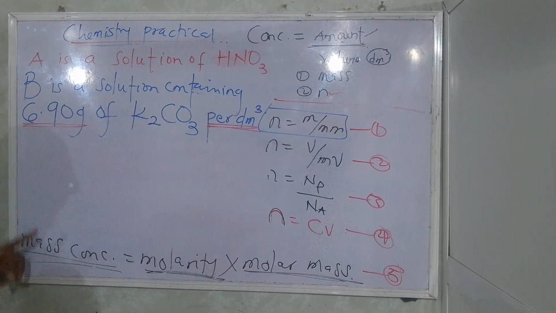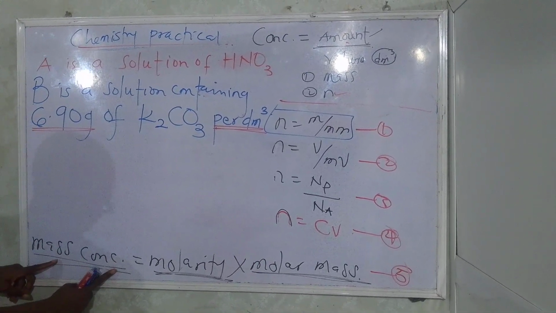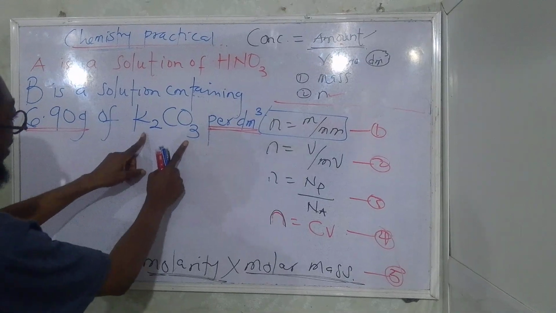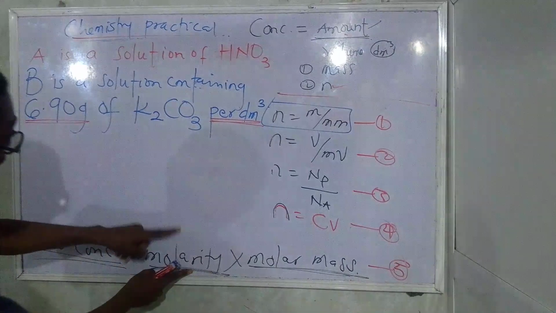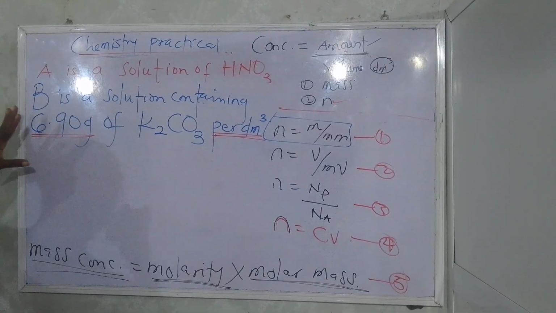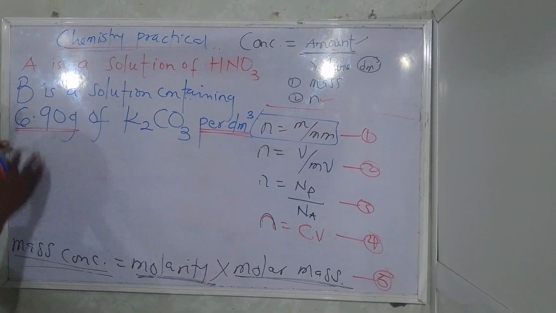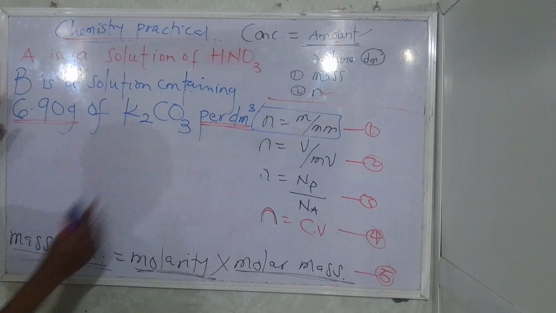If I know the mass concentration of B, and I know B is K2CO3, so I can calculate the molar mass. I can get the molarity of B. So all information about B can be obtained, because I know the mass concentration of B.